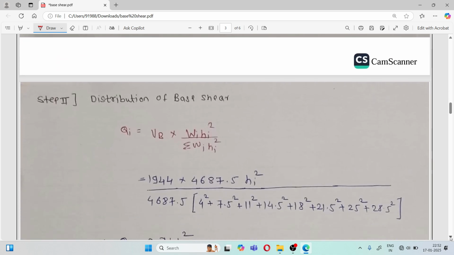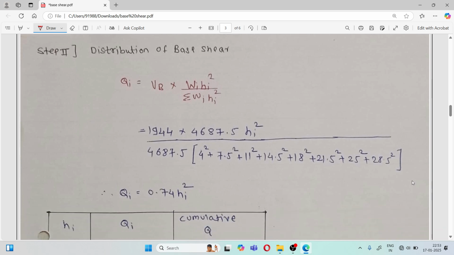Now the main part of this video starts from here. Step 2 is the distribution of the base shear. In order to distribute the base shear, there is a formula in the IS code: VB into Wi Hi square divided by the summation of Wi Hi square. VB we have just calculated as 1944. Here, this is the seismic weight of a single story.